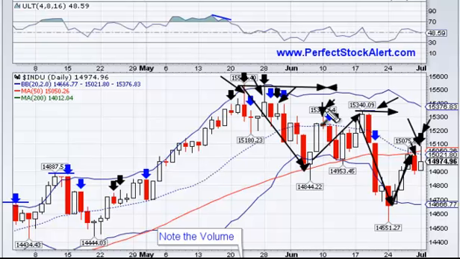You want confirmation the following day, and then you could take that as a sell opportunity like we did back here. You had the signal, then you had the confirmation, and then you get another signal here, and so forth and so on. So you can just continue to trade this to the downside as the overall trend is down.